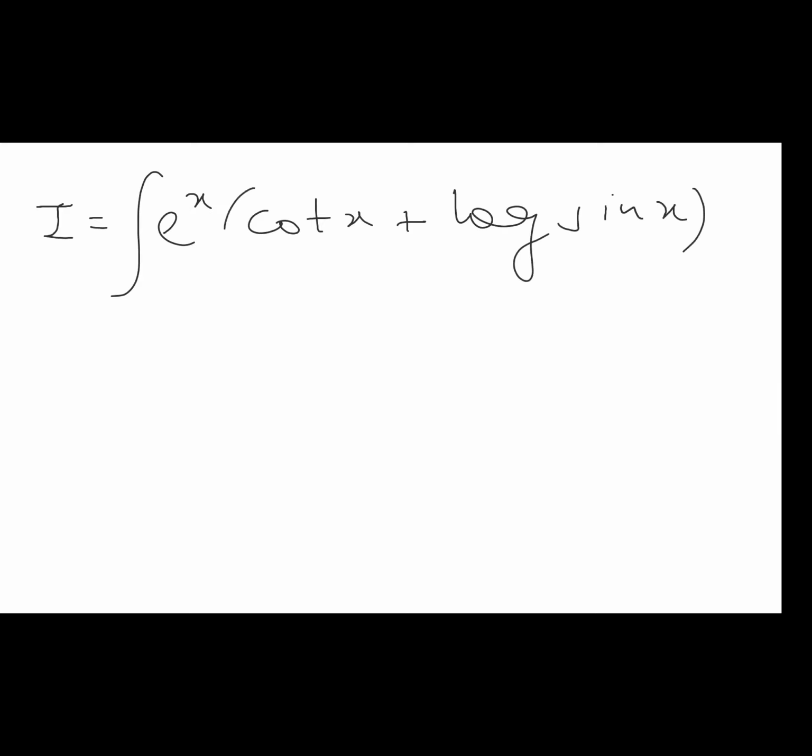Let's take some examples. Integration of e raised to x [cot x plus log sin x] dx. Now see, we know the derivative of cot x is minus cosec square x, which is not there over here.